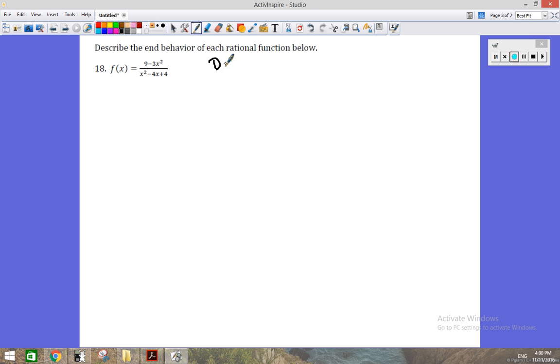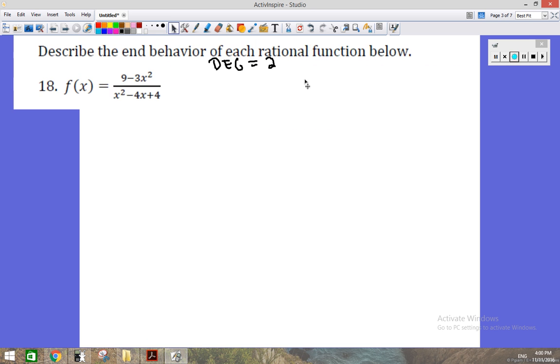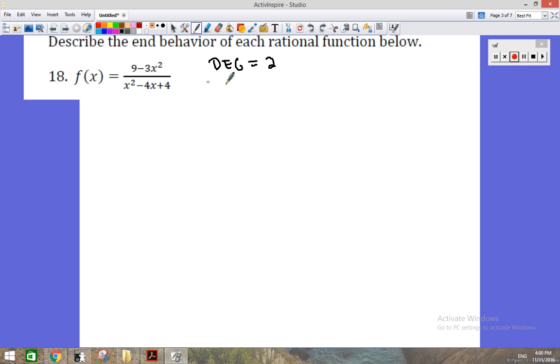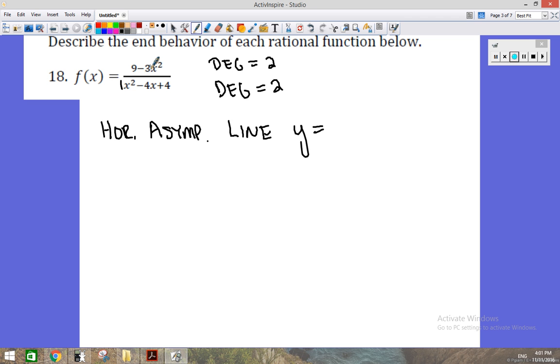So here we have the degree of the numerator is 2. I can see the largest exponent on this expression is 2. And down here in the denominator, it's also 2. When the degrees are equal, the end behavior is a horizontal asymptote. And this horizontal asymptote is the line y equals, well, we divide the leading coefficients. Negative 3 divided by a positive 1 is negative 3. So there is the end behavior for this.